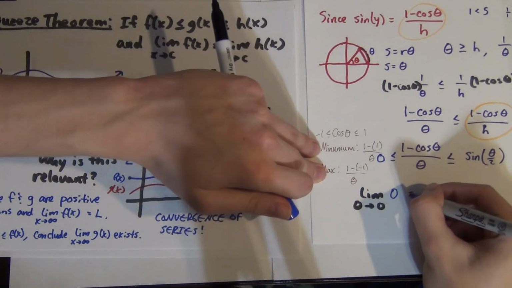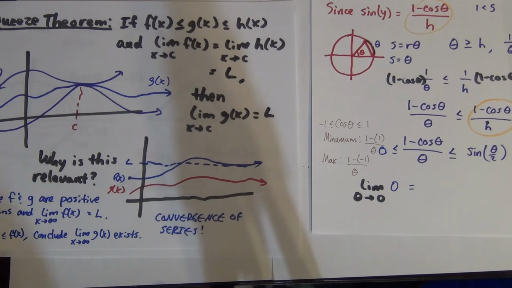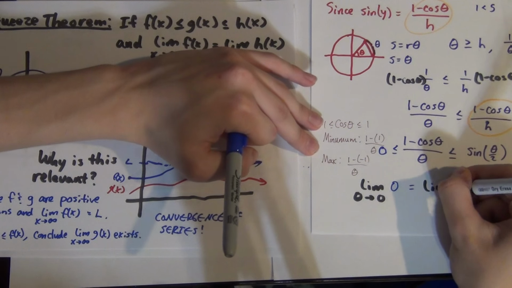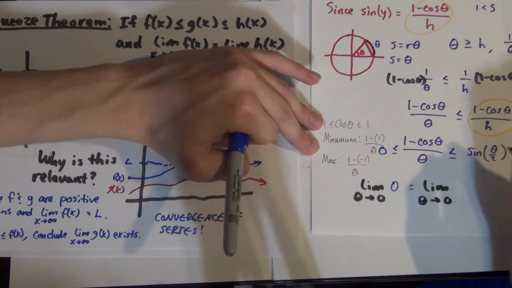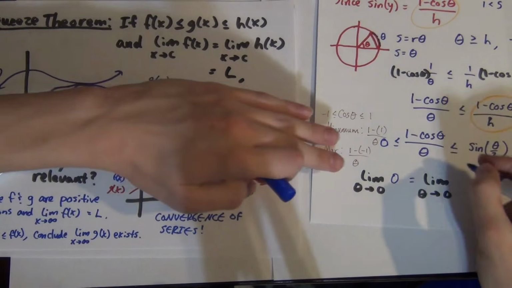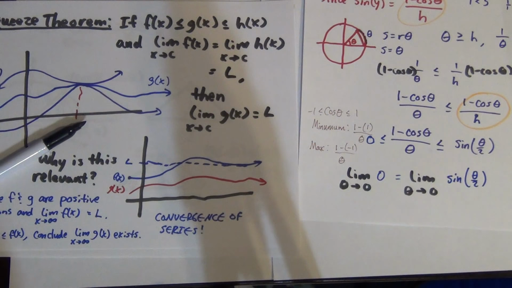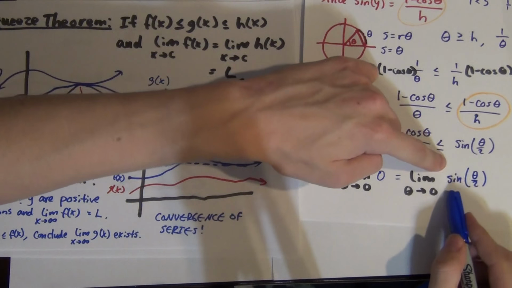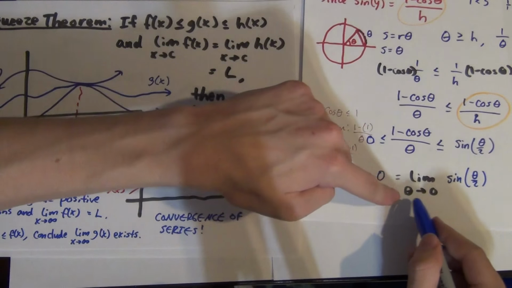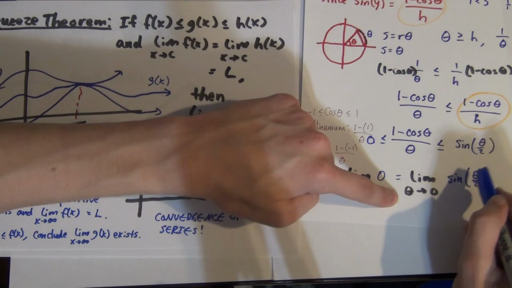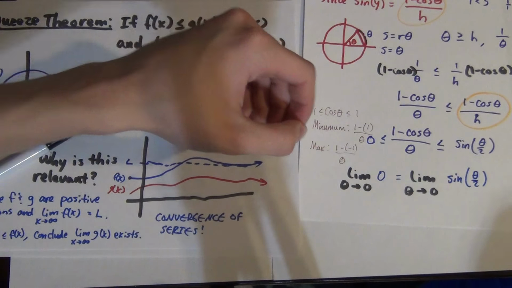And I claim that that is equal to the same thing as the limit as theta approaches 0 of sine of theta over 2. Well, sine of theta over 2 is a continuous function, which means I can plug this limit in and get sine of 0 over 2, which is 0.